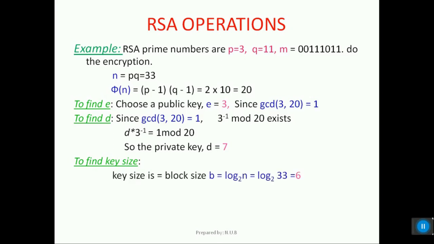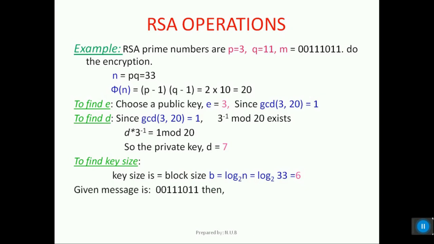Now let us calculate the block size. Block size B is equal to log n to the base 2. N is equal to 33, so we will get it as 6. How we will calculate this in the calculator is natural log of 33 divided by natural log of 2. We will get it as 5.04, but we will approximate it to a higher value, that is 6.